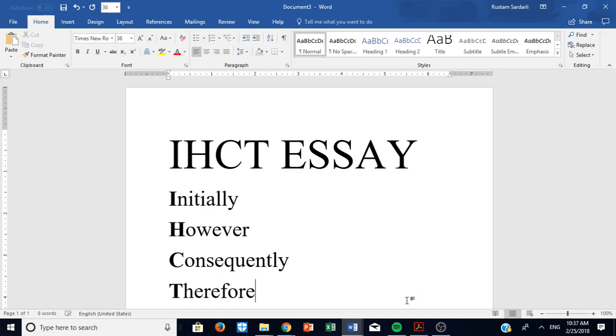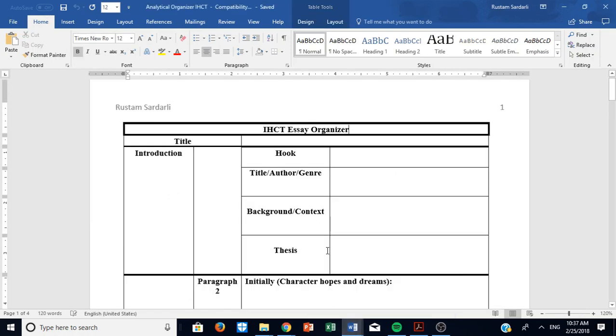So the I stands for initially, the H for however, the C for consequently, and the T for therefore. Now, something to bear in mind, these words are designed to organize the ideas in the paragraphs they're associated with, but they do not need to be openers for those paragraphs. In fact, I would avoid it just because it can become really quickly stilted and unsophisticated. So we're going to take a look at an organizer I made, which again pretty much lists out everything we should be looking for in an IHCT essay.